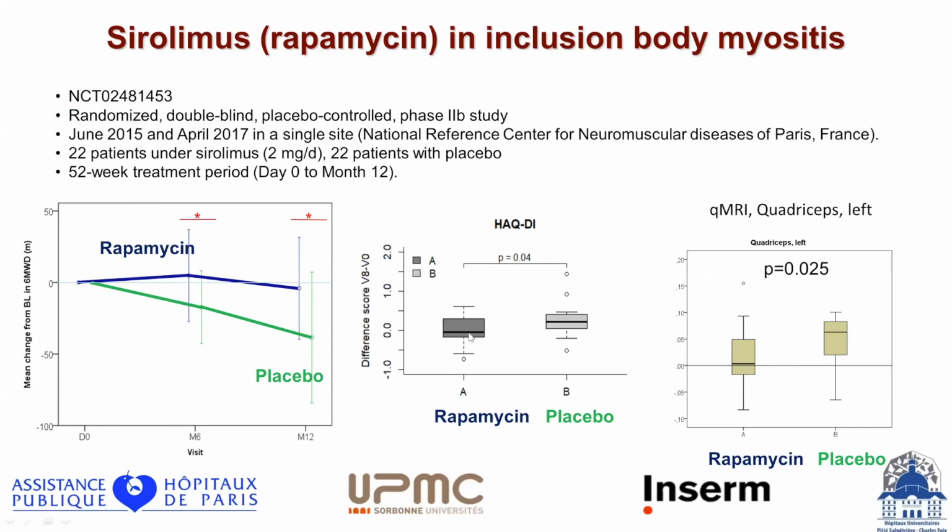We have the same kind of results regarding the HAQ, which is a marker of handicap, which increases a little bit in the placebo group and which remains stable in the rapamycin group. And by quantitative MRI, we can observe more fat replacement in some muscles with the placebo, and it remains stable in the quadriceps.